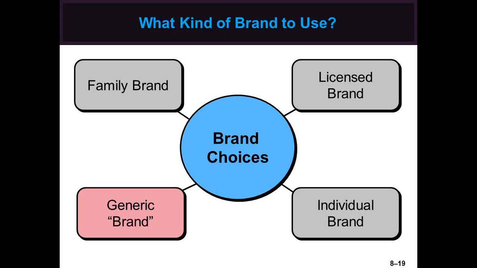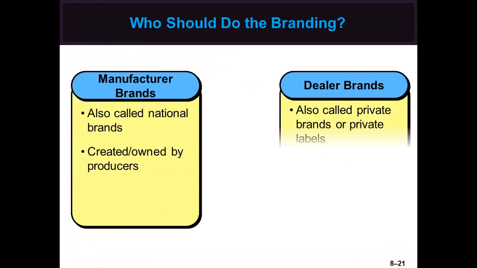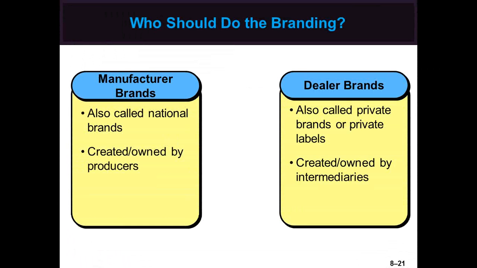Generic brands are products that have no brand at all other than the identification of their contents. They can be important, low-cost alternatives for consumers, such as the market for prescription drugs. In addition to the type of brand, the brand's creation and ownership are also part of the overall product strategy.